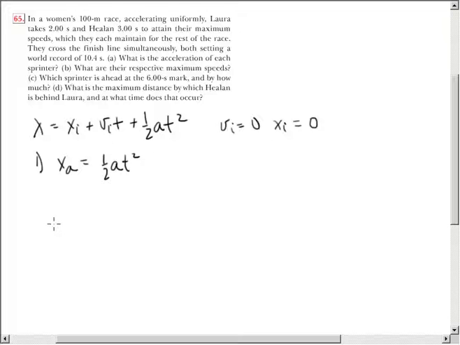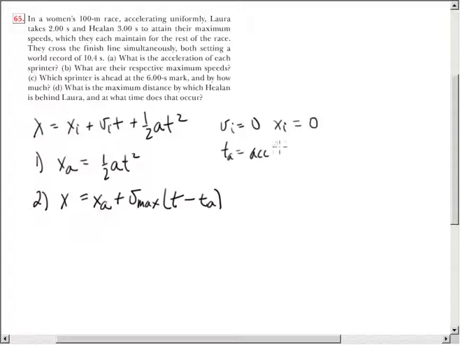When the sprinter reaches maximum velocity, or a constant velocity, I now have a constant velocity phase, and I can write that down as x at any time during the constant velocity phase equal to xa, the position reached during the constant acceleration phase, plus whatever the maximum velocity is, times the time through which the constant velocity phase occurred, and that would be some time minus the time of the acceleration phase, where we have denoted that Ta equals acceleration time.